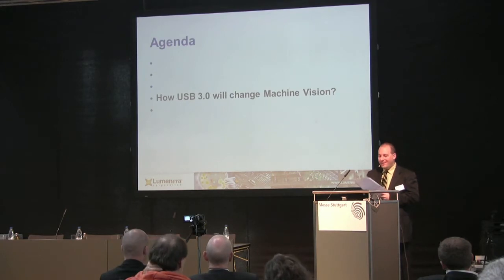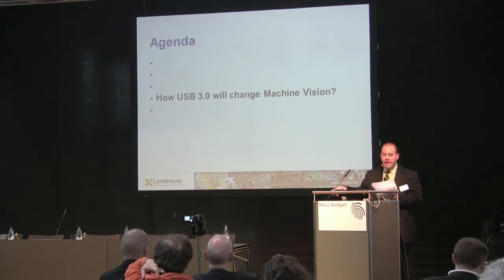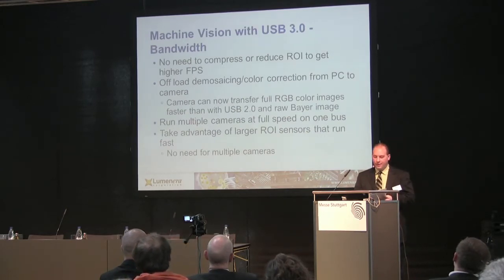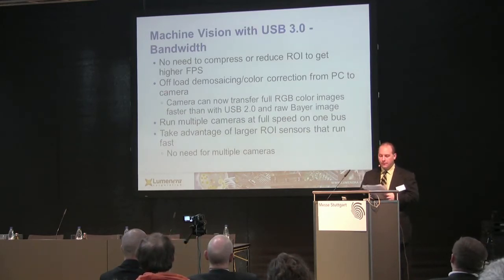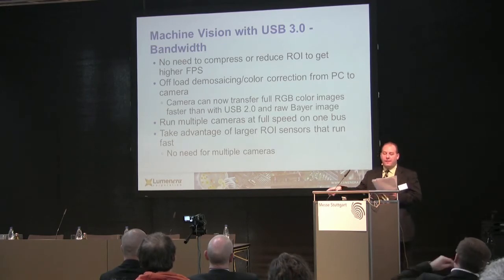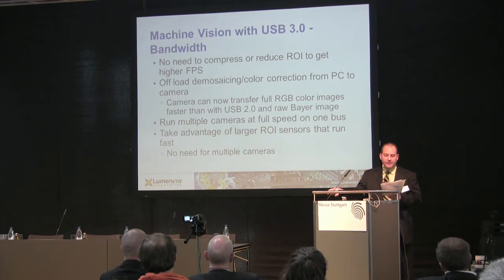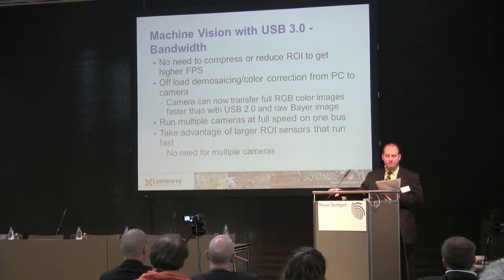What does this mean for the machine vision market? In this section, I will talk about how USB 3 will change how you implement your next imaging solution. For machine vision, the benefits of having a faster bus are numerous. With higher bandwidth, there is no need to compress or reduce the ROI to get faster frame rates. Much of the color processing that was previously done on the host PC can now be offloaded to the camera, where fully rendered RGB data can be transferred faster across the USB bus, thereby freeing up the host PC to do other processing in real time.